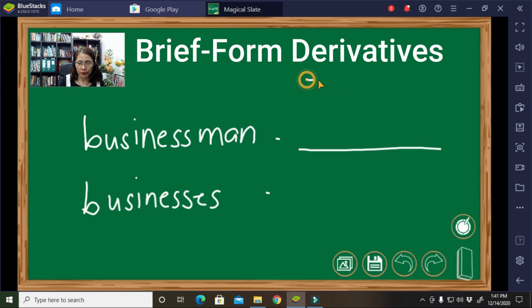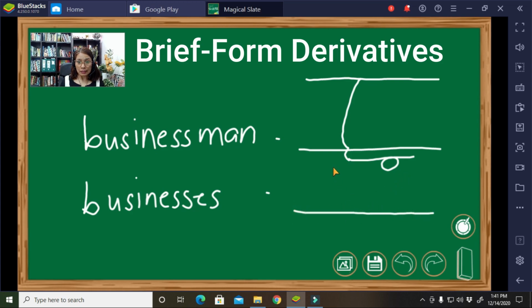This is how it's written. We have the B and S, and then join the word man here, which is represented by M and a large circle and a straight forward line. This is businessman. Now, for the businesses, just simply add another left S after S. This is your business, and then just simply add S, businesses.